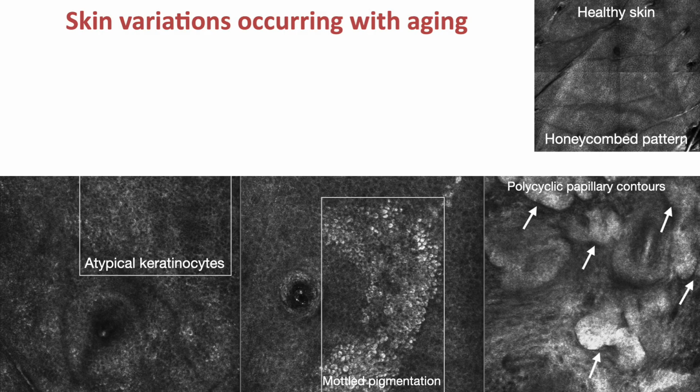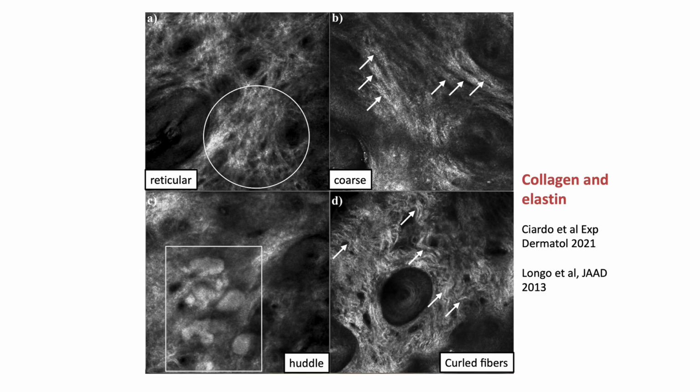On the other hand, there can also be variations at the dermal-epidermal junction, which can be represented by these polycyclic papillary contours corresponding to the presence of pigmentation at junctional level, or pigmentation can also be observed according to the degree of hyperplasia of the epidermis, as in the presence of a ringed pattern.